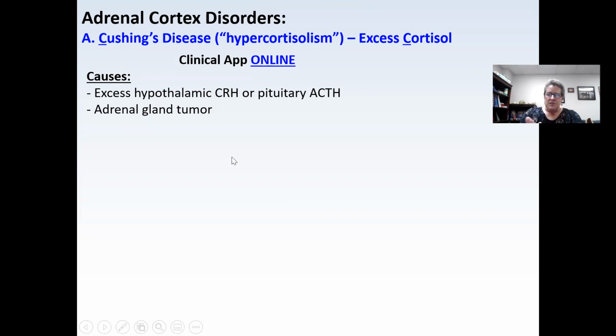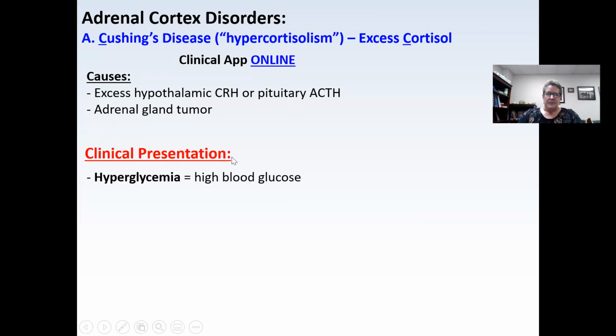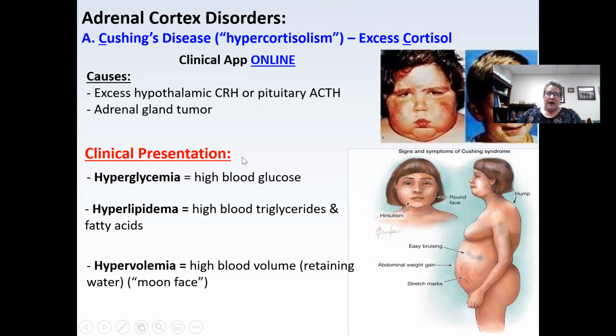And so remember that cortisol can increase your blood glucose and blood fat levels because it's a stress response. So what you'll see is hyperglycemia, high blood glucose. You'll also see hyperlipidemia, and that is a rise in your blood triglycerides and fatty acids. What you will also see is high blood volume. What happens with Cushing's is you tend to retain water in your face and in your body. People will develop what's called a moon face. So this boy up here on the upper right, here is him before Cushing's, here is he after Cushing's.